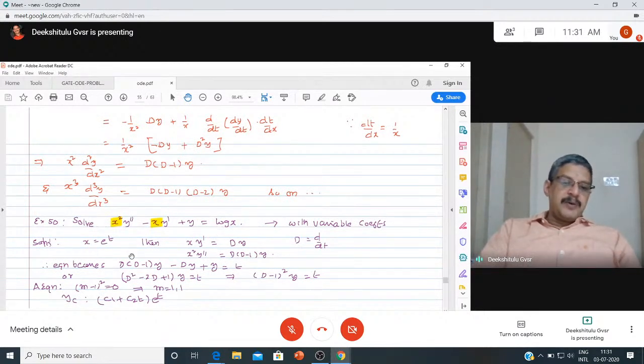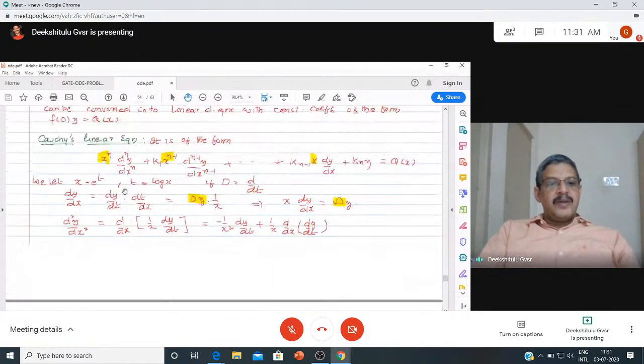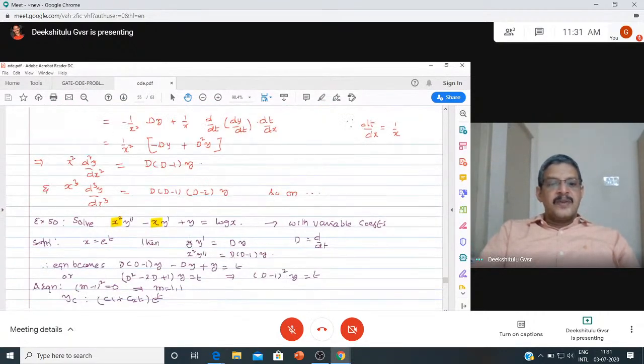So let x is equal to e power t. Then t is equal to log x. Then x into y dash becomes Dy. We have seen this formula, no? And x square y double dash is D into D minus 1 into y. Substitute these things in the given equation. x square y double dash is D into D minus 1 y, minus x y dash is minus Dy, plus y is equal to log x, and x is equal to e power t, so what is log x? t.